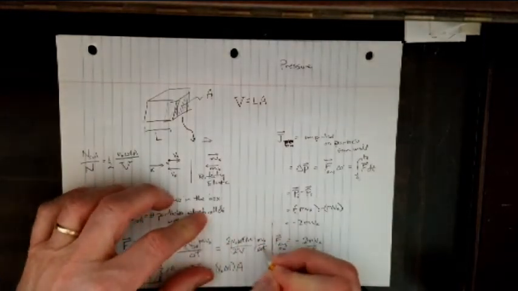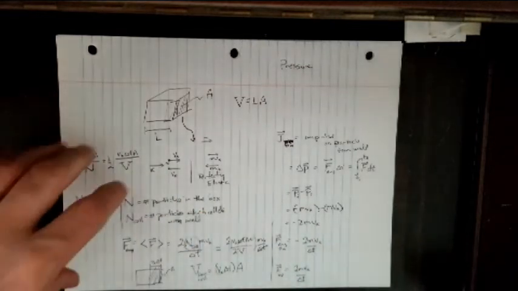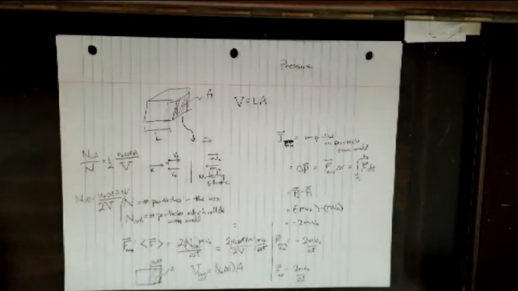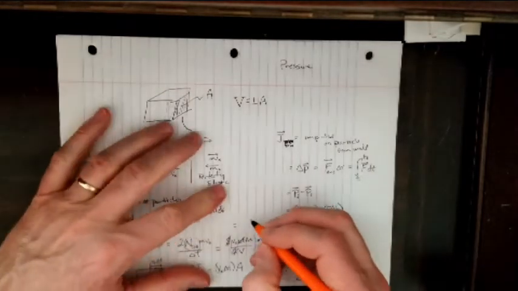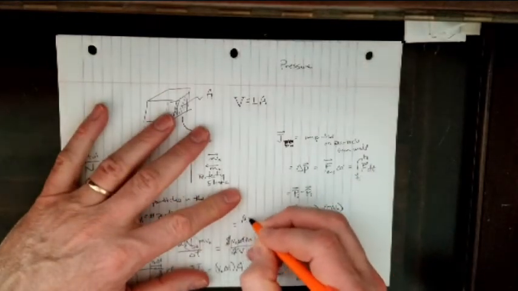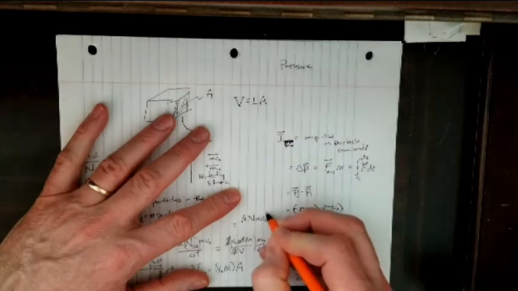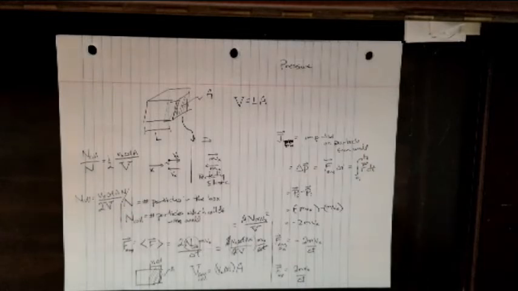Delta T cancels out. And what you end up with is the average force being, oh, the 2's cancel out, N m Vx squared over the volume. And that's what we'll pick up on the next sheet.